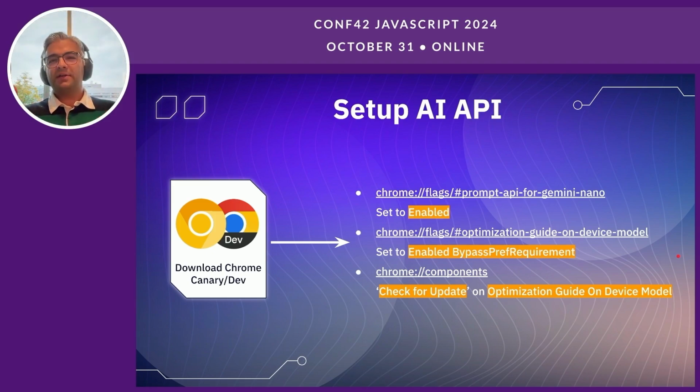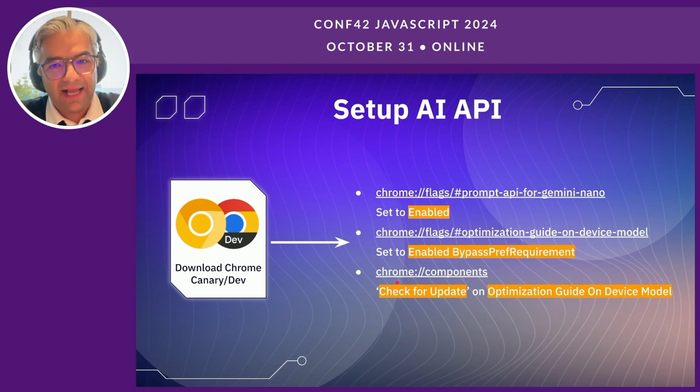So maybe you wonder, how did I set up this API in my browser? First of all, download Chrome Canary or Dev. It doesn't matter. For sure, the latest version. If you go to this URL, these are internal URLs of Chrome, chrome://flags. And if you search for prompt API for Gemini Nano, just enable it. And also another flag, optimization guide on device model. You should enable that one as well. Enable bypass perf requirements. Who named it like that?